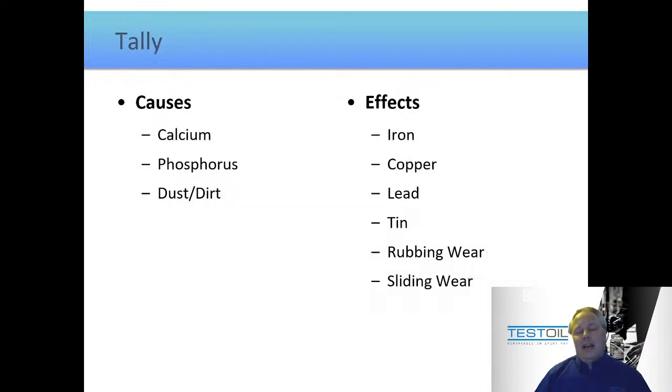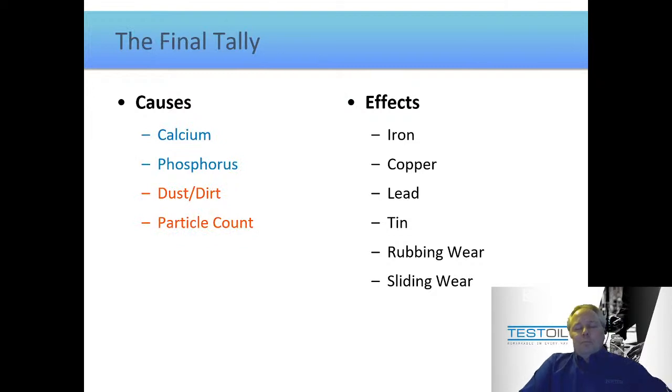So the final tally when we get to the end of the report would say to us that we've got calcium and phosphorus plus dust, dirt, and particle count. But everything else we noted on the report was simply an effect. And so, as I said, we group these together, and we can group like things together. So we'll throw particle count on this list, but we'll group the calcium and the phosphorus as one thing, the dust, dirt, and the particle count as something else.